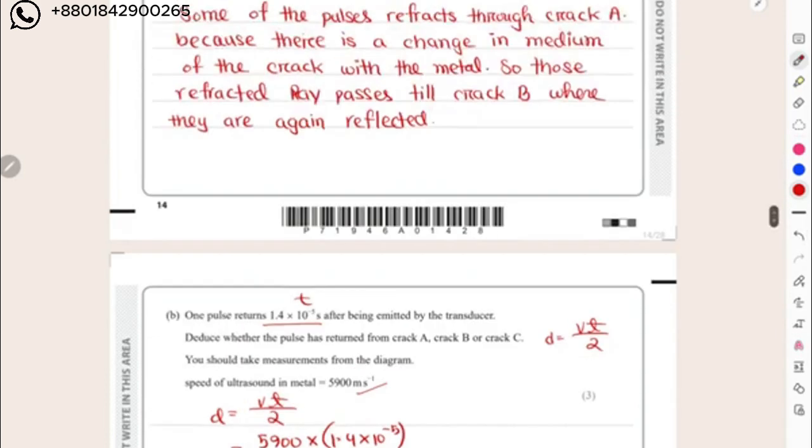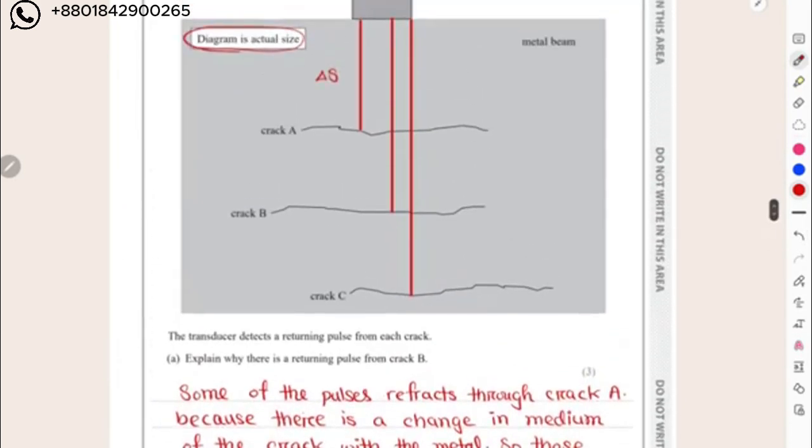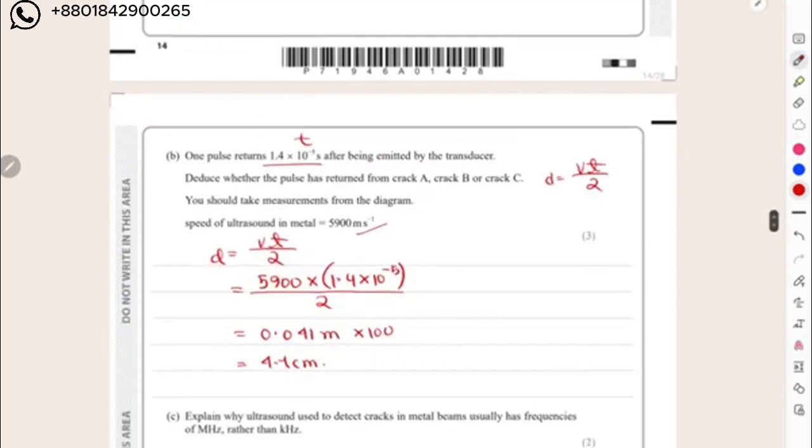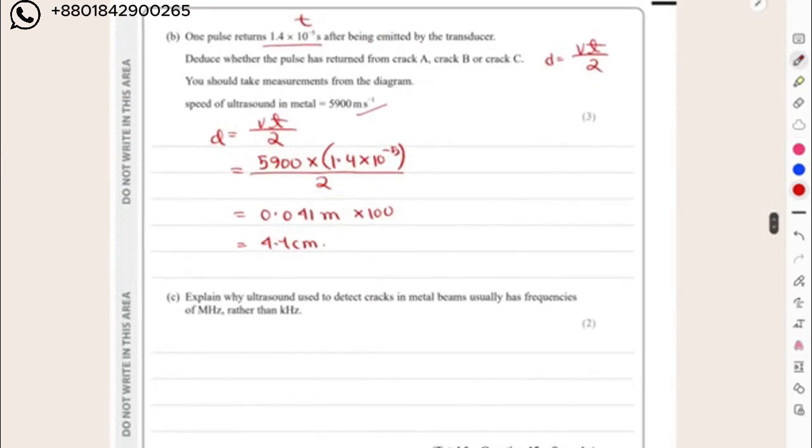So now again, if you go back to your diagram, you measure the 3 distances. It happens to be the distance for your part 1, or the distance for crack A. This was the distance, which is approximately 4.1 centimeters. So in that case, you can just write that it was from crack A.